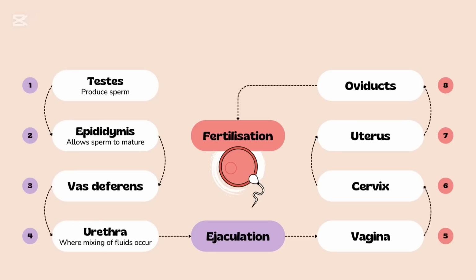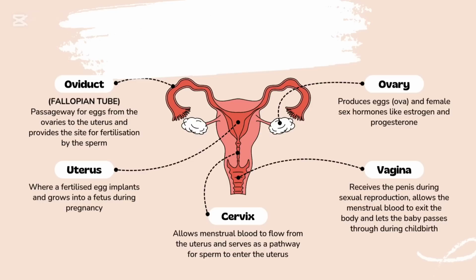A balanced diet and exercise contribute to hormonal balance and overall well-being. Nutrients like folic acid, iron, and omega-3 fatty acids support reproductive health. Screenings like mammograms help detect breast cancer early. Self-breast exams are also important.